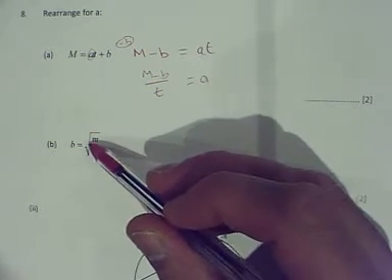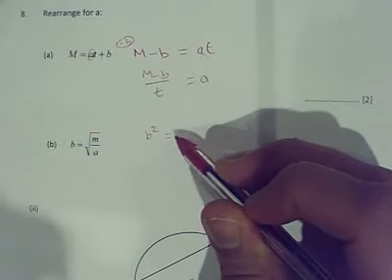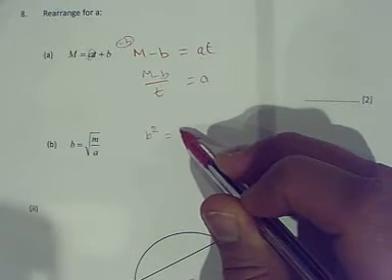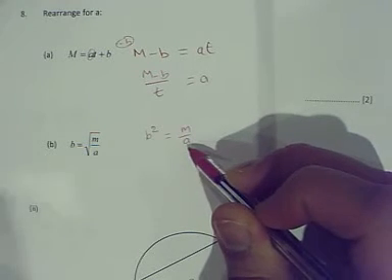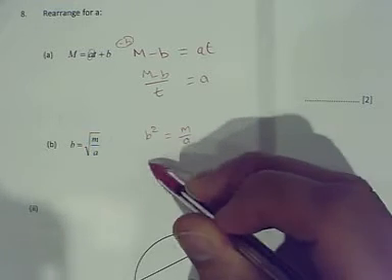all we need to do to undo the square root is square both sides. So b becomes b squared, and the square root of m over a, when you square it, becomes m over a. Slightly complicated in the next step. We need to multiply both sides by a, because you want to get rid of the fraction, obviously.